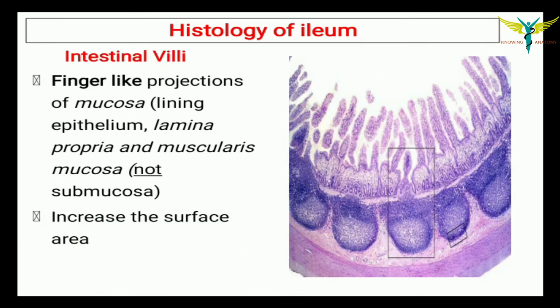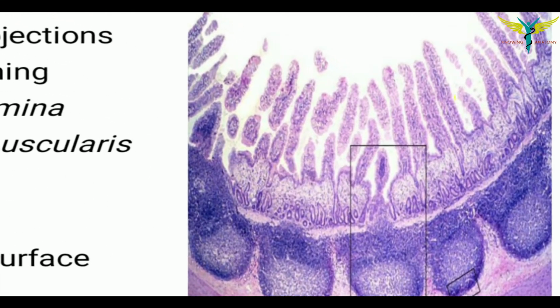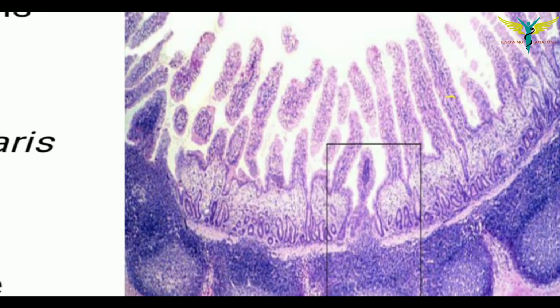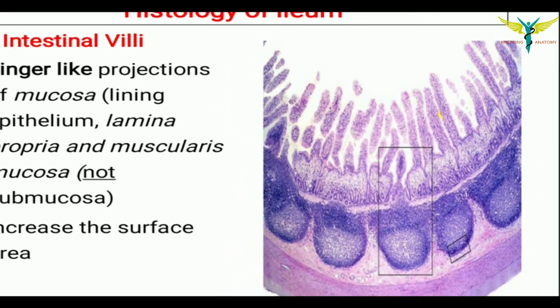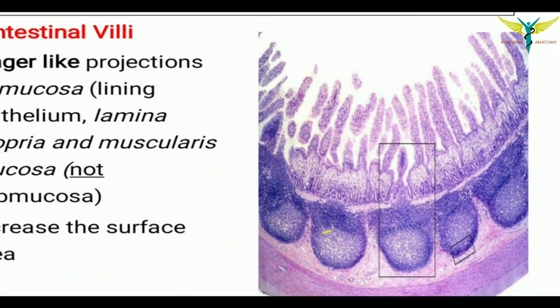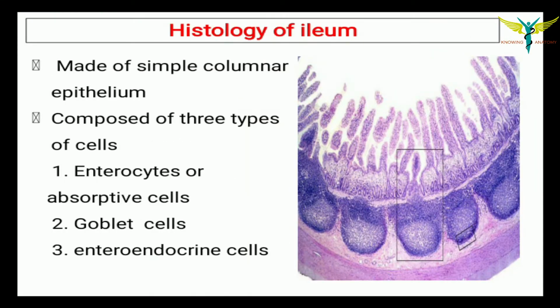The intestinal villi are the finger-like projections of the mucosa, that is the mucosa that has inner lining epithelium, lamina propria and the muscularis. The function of these villi is to increase the surface area of absorption. Coming to the epithelial lining of the mucosa, the epithelium is made up of simple columnar epithelium.